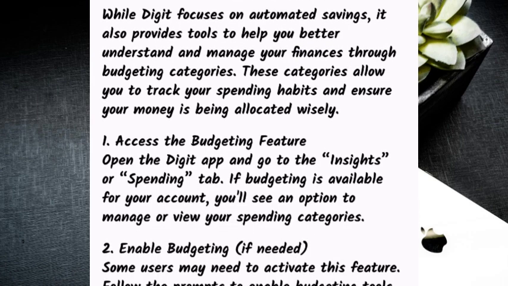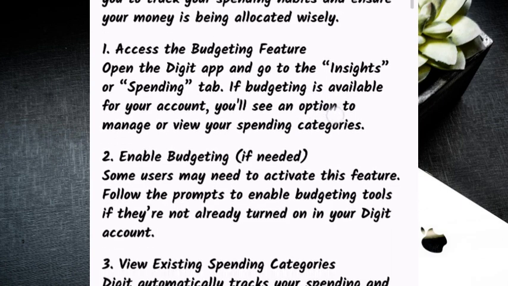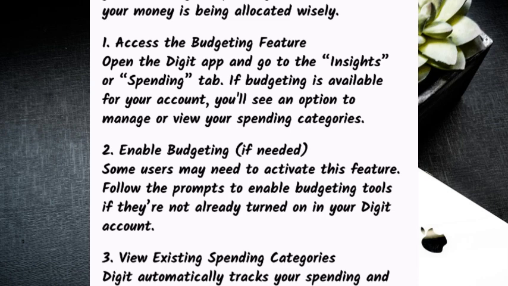First, access the budgeting feature. To do that, all you gotta do is open the Digit app and go to the Insights or Spending tab. If budgeting is available for your account, you're gonna see an option to manage or view your spending categories. Next, enable budgeting. Now, some users may need to activate this feature. Just follow the prompts to enable budgeting tools if they're not already turned on in your Digit account.